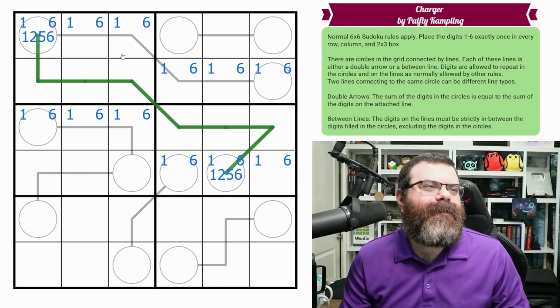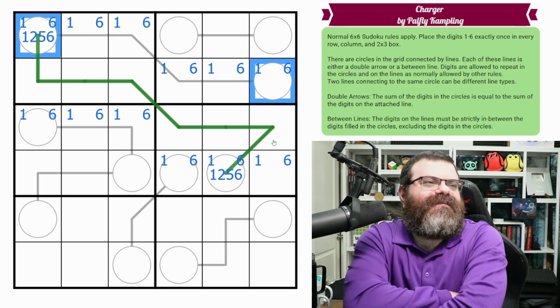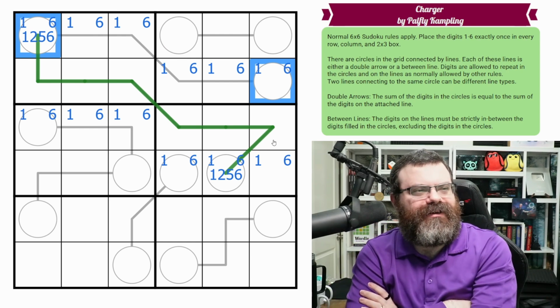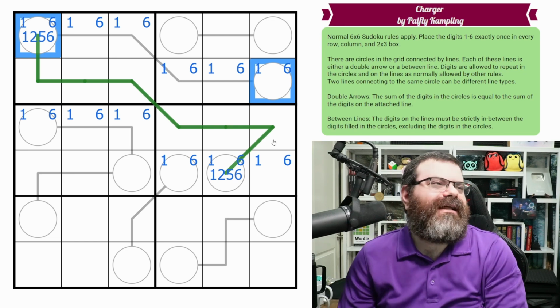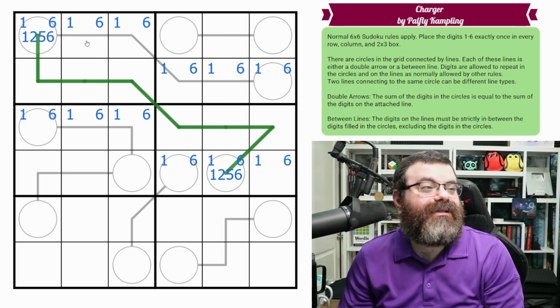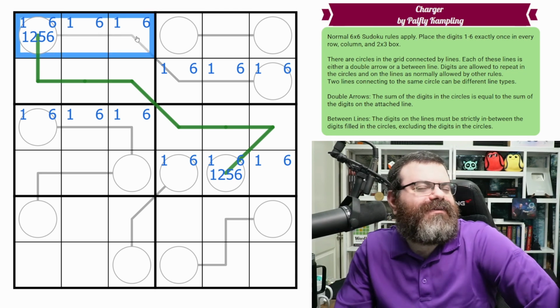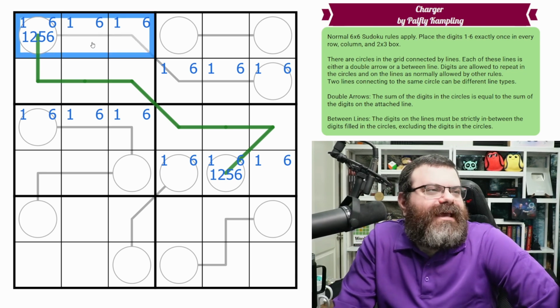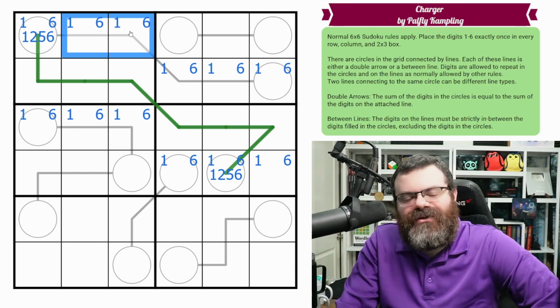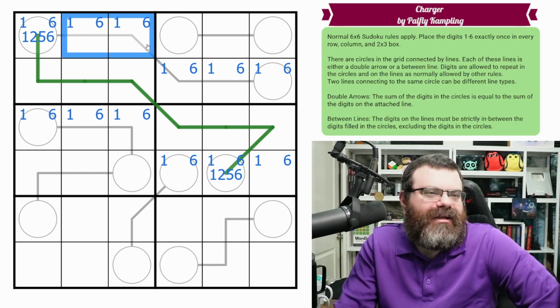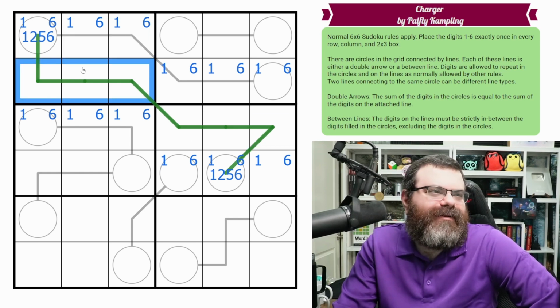So I'm trying to get a vibe on whether I think the between line or the double arrow is more restrictive here. Maybe double arrow. So I need a, or actually no, it's literally the between line. Yeah, okay. Sorry, this is much more obvious than I thought it was going to be. We need a 1 and a 6 up here, but they can't both go in this circle, which means one of these digits here on the line is a 1 or a 6, and you can never put a 1 or a 6 on a between line, which is why they ended up there in the first place.